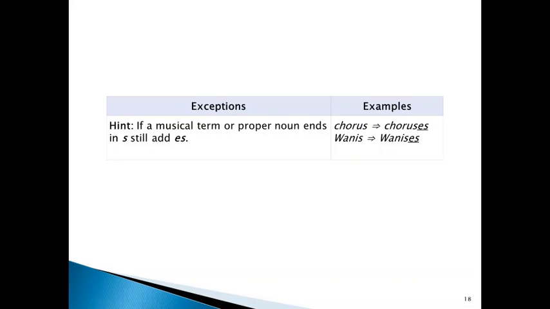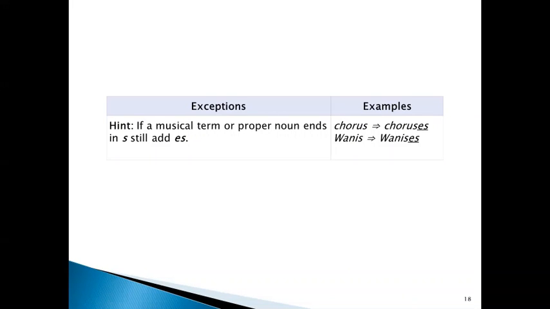Also, some additional exceptions. If a musical term or proper noun ends in S, still add ES. So here, chorus, choruses is the name of a musical term. Also a proper noun, Alice, and you know Alice in Wonderland, we say Alices for more than one.